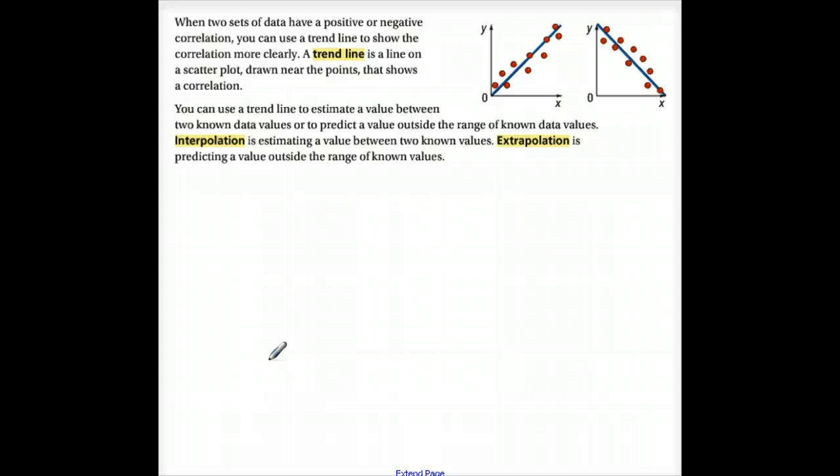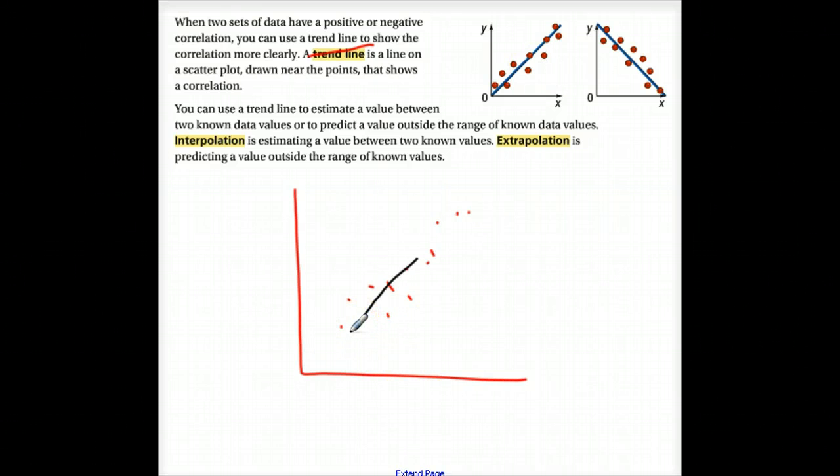When two sets of data have either a positive or negative correlation, you can use a trend line to show that correlation more clearly. A trend line is a line on a scatter plot drawn near the points. A trend line is something we do ourselves. Later on in this lesson, we talk about getting help from the calculator. That is a line of best fit. When we talk about a trend line, that means we have a graph with a bunch of points, and we're going to actually draw in a trend line ourselves.